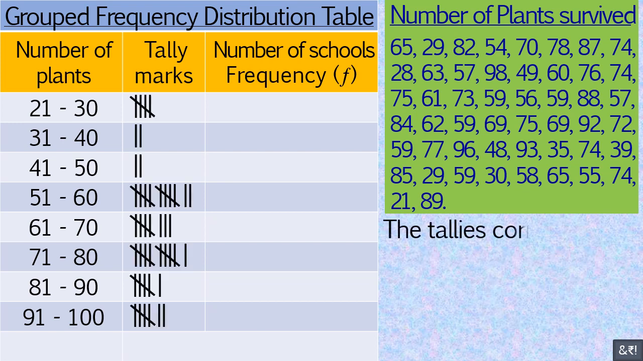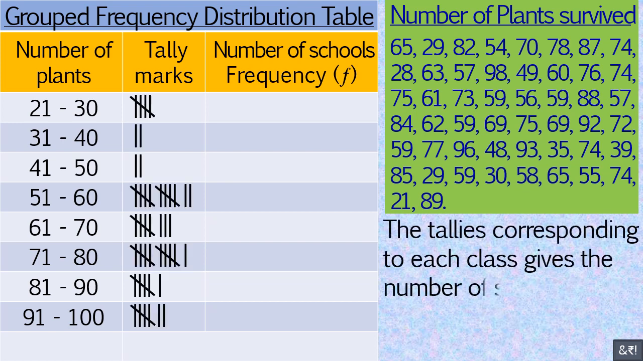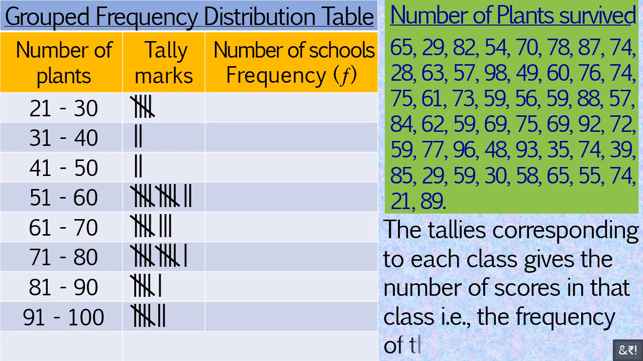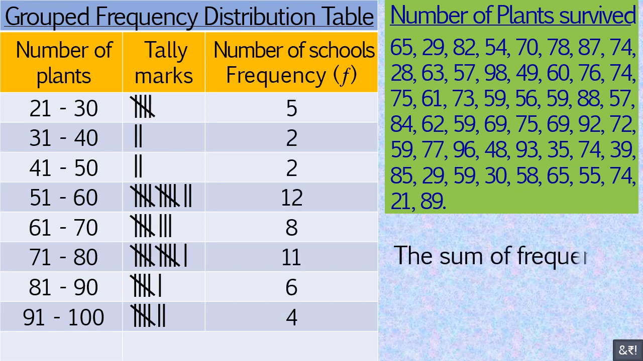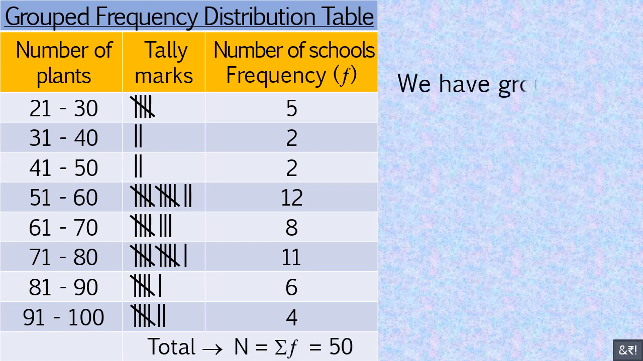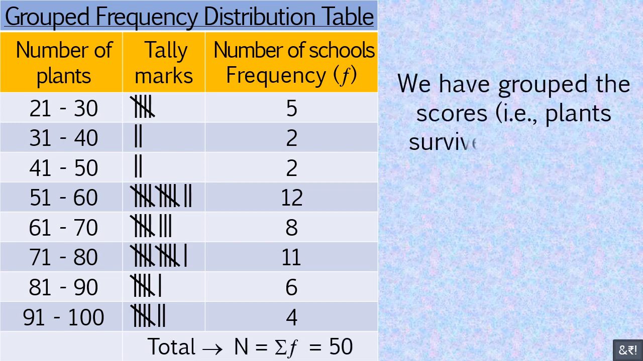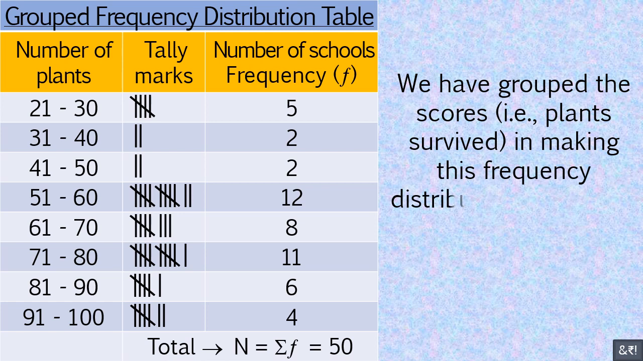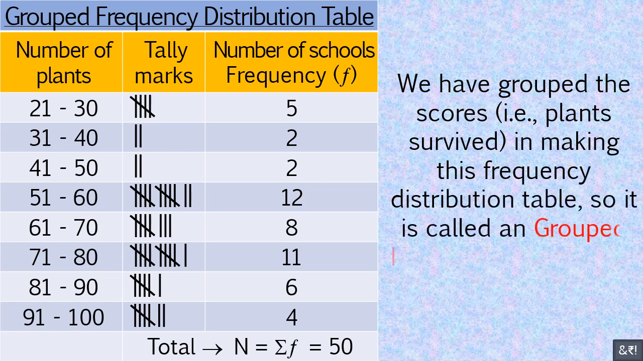The tallies corresponding to each class give the number of scores in that class, that is, the frequency of that class. The sum of frequencies gives the total number of scores in the data. We have grouped the scores, that is, plants survived, in making this frequency distribution table, so it is called a grouped frequency distribution table. Let us consider the next example.